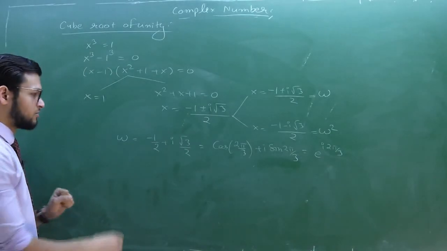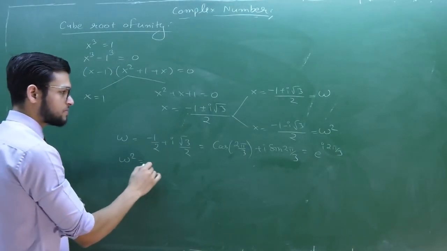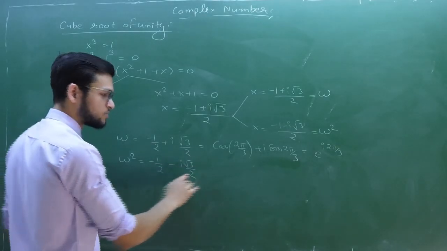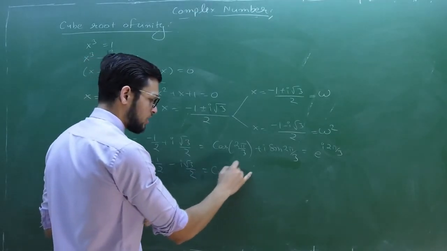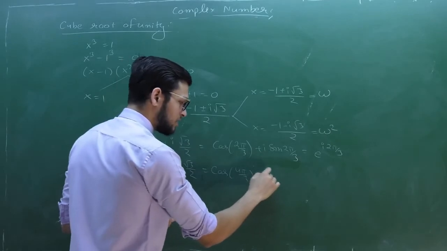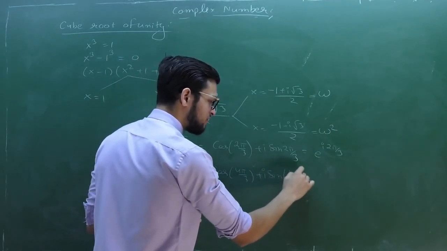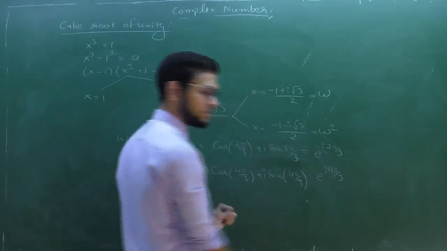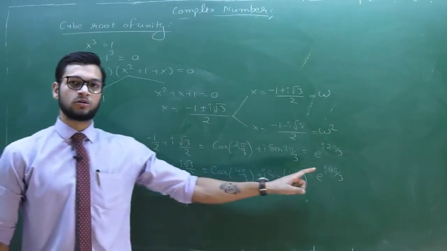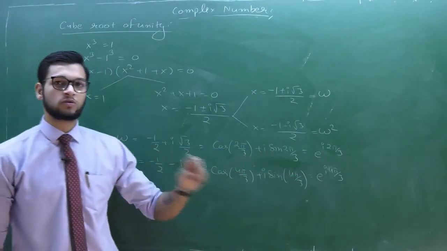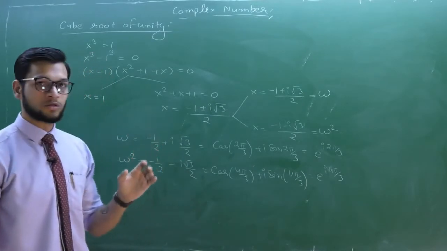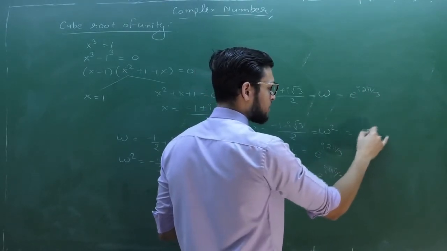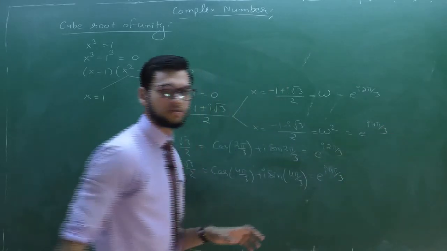Now if we consider the second term, then we have omega square as minus 1 upon 2 minus iota root 3 by 2. So we can write this term as cos of 4 pi by 3 plus iota times sin 4 pi by 3. Now we can also write this term as e to the power iota 4 pi by 3. So omega is equal to e to the power iota 2 pi by 3 and omega square is equal to e to the power iota 4 pi by 3.